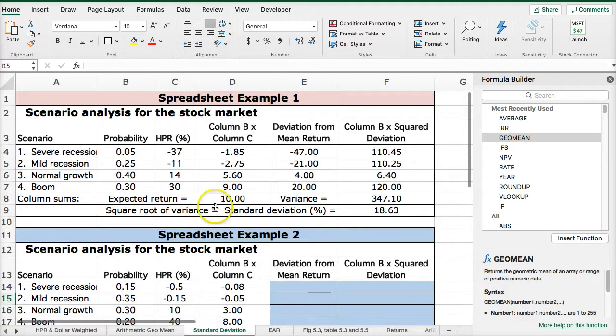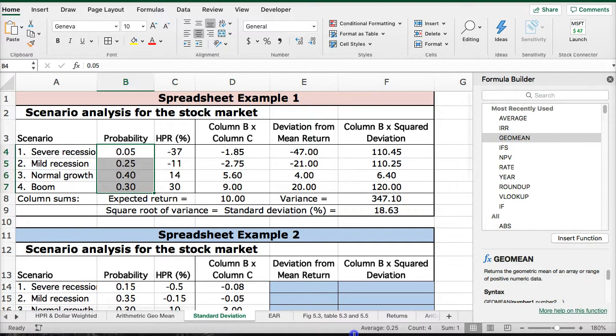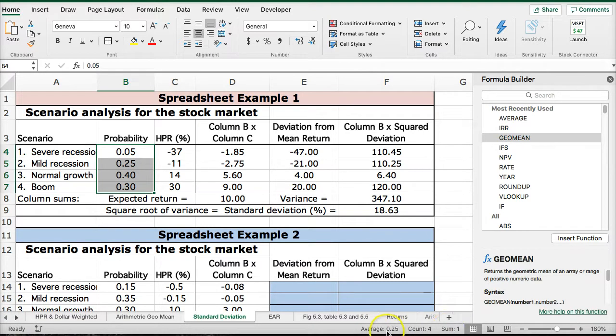Okay, standard deviation. So here in the standard deviation, in the first example, I have it filled out for you. So we have the probabilities, and these have to equal 100%, which you can see at the bottom. We have a quick calculation here of average, count, and sum. So this is the summation, the n, and the sum, as 1 is 100%. Here are the holding period returns.